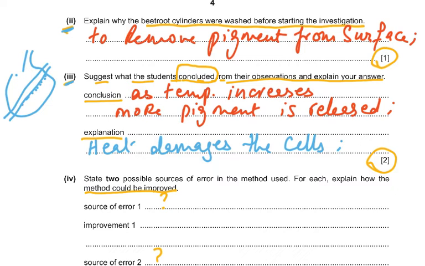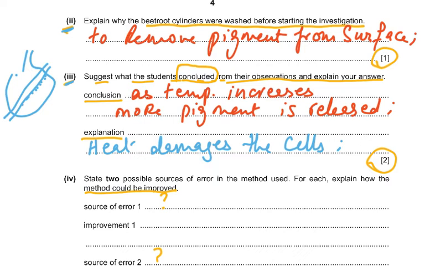Well, the obvious conclusion was as temperature increases, more pigment is released, because the darker the color it became. And the explanation was that heat will damage the cells. Maybe it denatures some proteins, which of course causes the release of the pigment. So that's what biology teaches you. As temperature increases, more pigment is released.